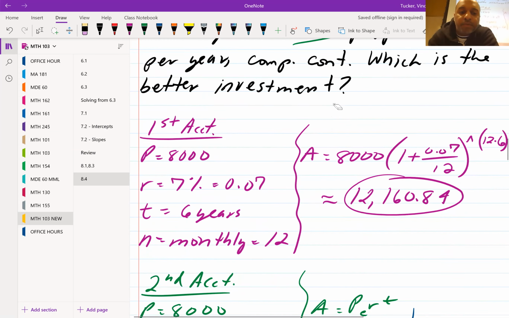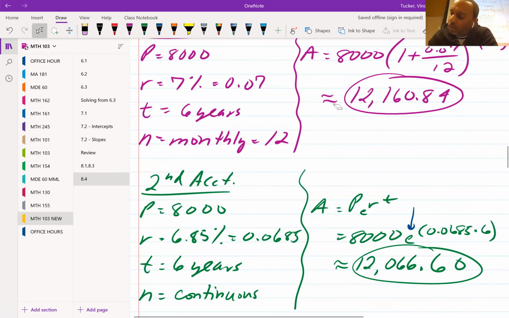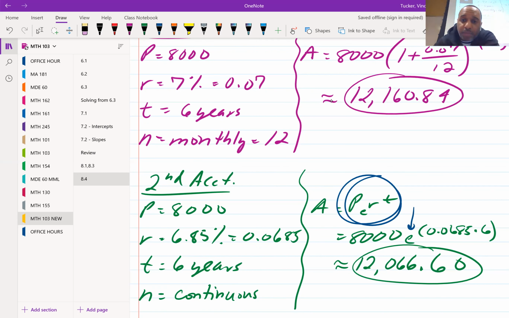All right, next one. So second account, $8,000 for your principal. That's what we had initially. And we still have 6 years. But our rate is going to be 6.85%, and it's compounding continuously. So that means we have to use this formula right here, P times E to the RT. So it's 8,000 times E. Notice E is still there. Raised to the 0.0685 times 6. So it gives us 12,666 and 60 cents.